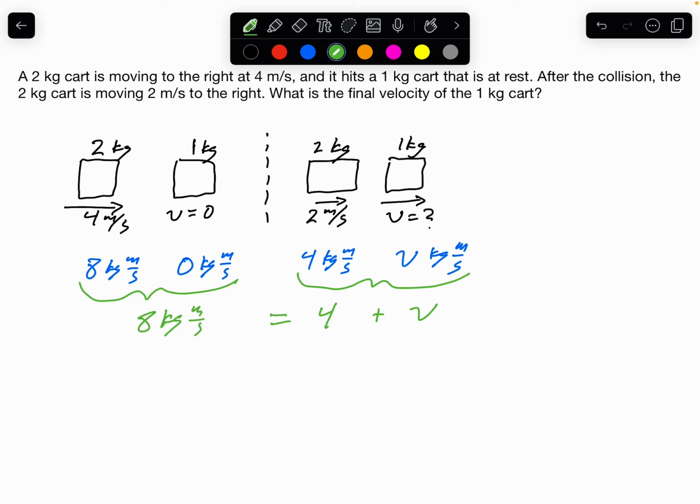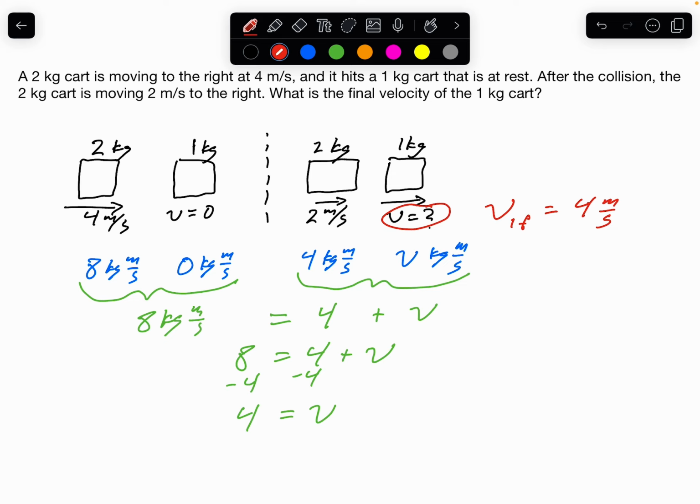Okay, so now I can solve for V. So I say 8 equals 4 plus V. So subtract 4 from both sides, and I get 4 equals V. That means that final velocity up here, V1F, the final velocity of the 1 kilogram cart, is 4 meters per second.